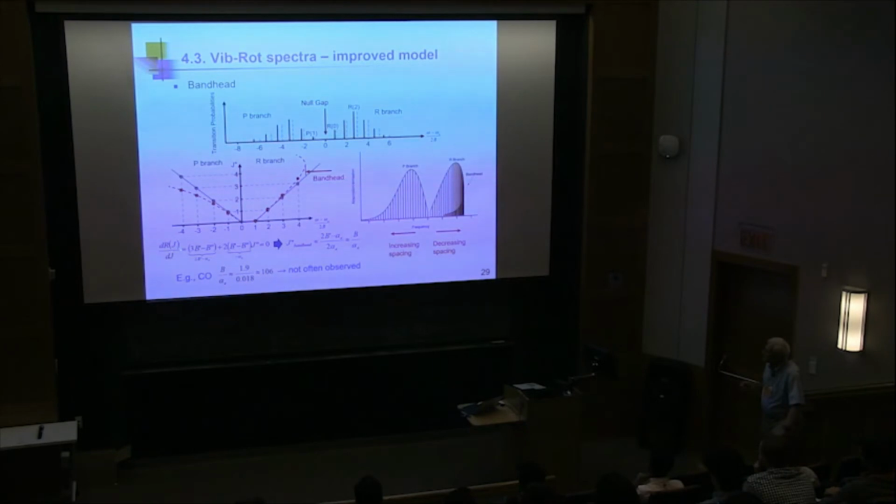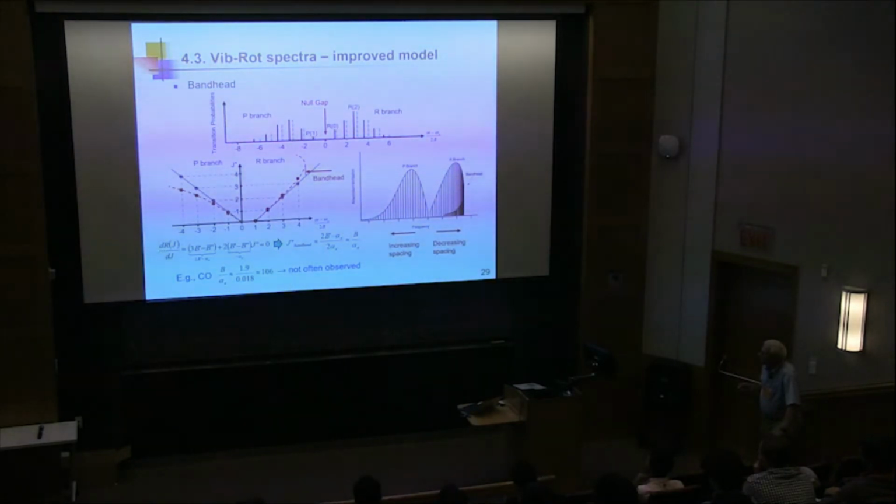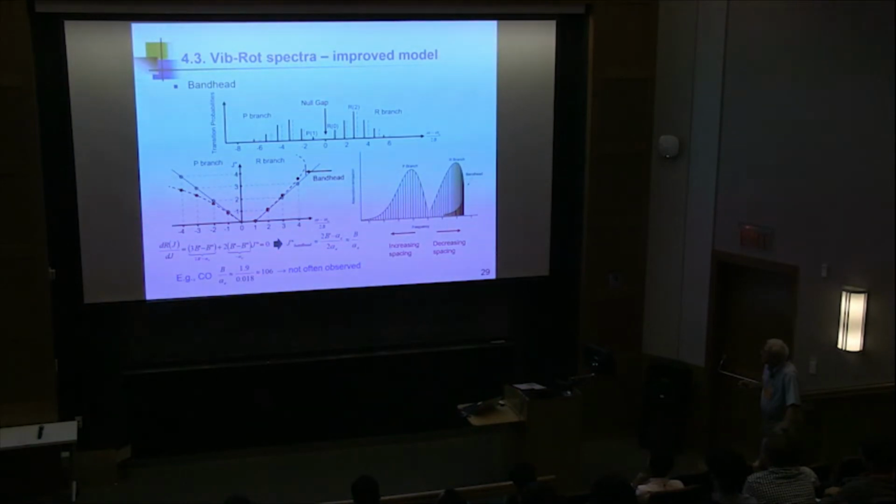You can take this derivative with respect to J, and solve for it. It only depends upon alpha. It turns out the bandhead is at B over alpha. It's at 106 for CO. So unless you get up to J of 106, you don't see this. It has to be really hot.